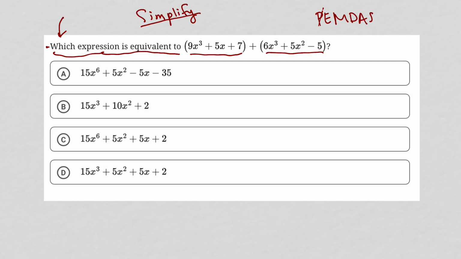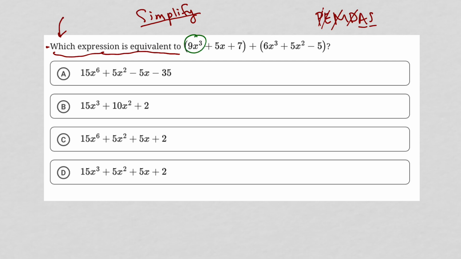E for exponents. We do have some exponents, but there's nothing to simplify with those exponents. They're not attached to numbers. So there's nothing to do with those. So E is also gone. We look to M for multiplication and D for division. There isn't any of that. So those are gone as well. And we have addition and we have subtraction. Okay, so let's do that.